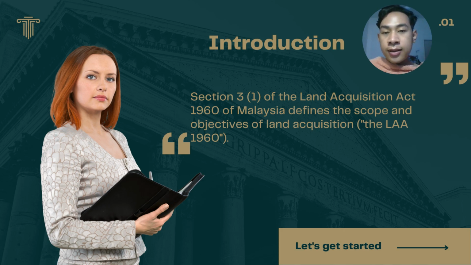The LAA 1960 permits the purchase of any type of land, but the purposes for which land may be bought are regulated by the purchasing body's constitutions. Land can be purchased by state authorities for any public purpose, including the construction of public railways, roads, and other infrastructure.